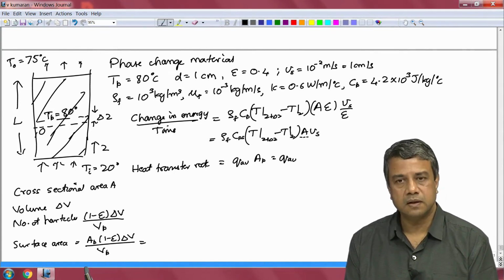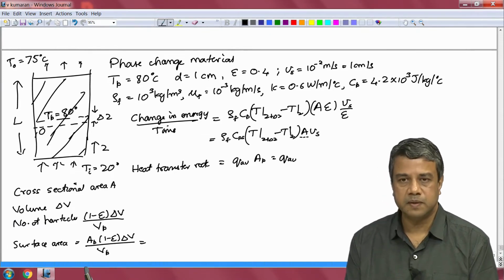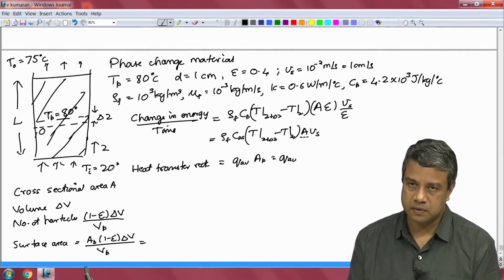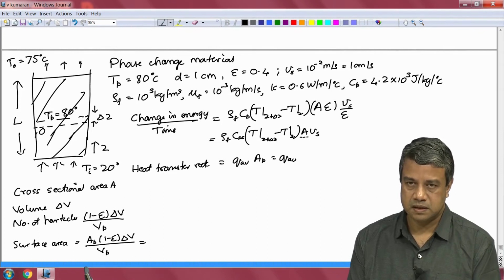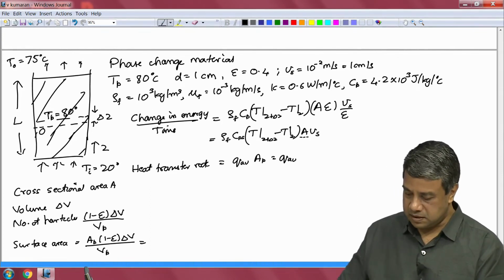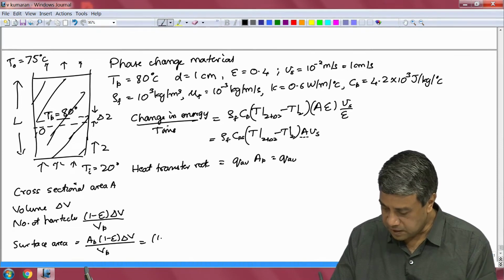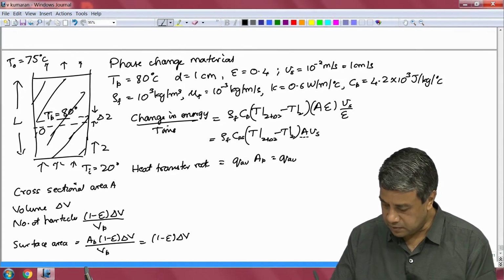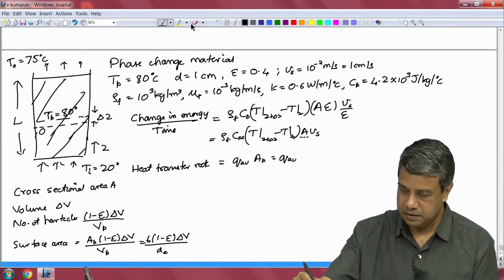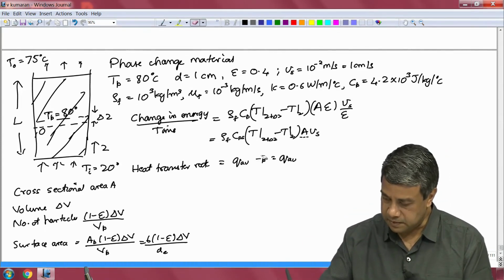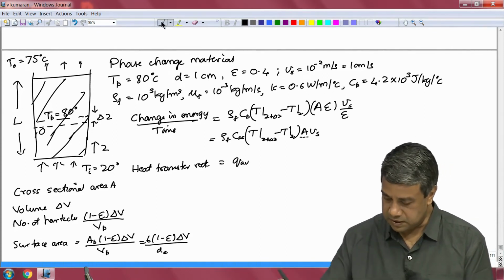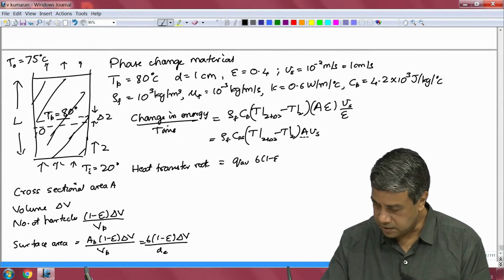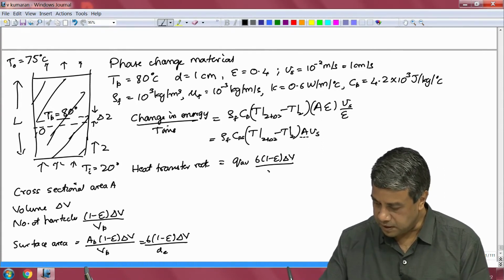And if you recall, AP by Vp is 6 by the equivalent diameter. The ratio of volume and area of a particle is equal to the equivalent diameter divided by 6, which is equal to the hydraulic radius. So I can write this as 1 minus epsilon delta V into 6 divided by the equivalent diameter. So that is the expression for a fixed bed. This is the surface area of the particles within the volume delta V, equal to 6 into 1 minus epsilon delta V divided by dE.